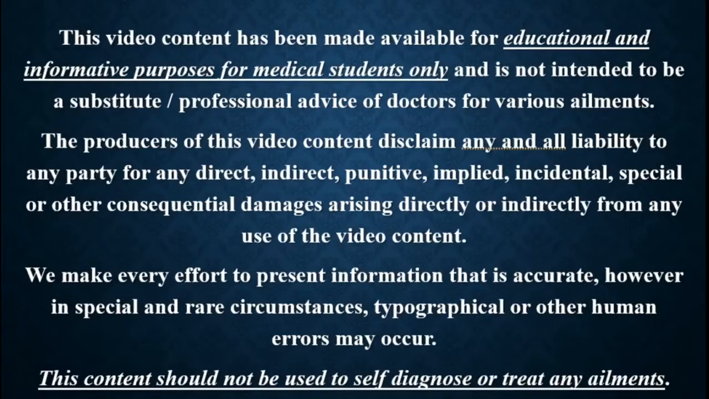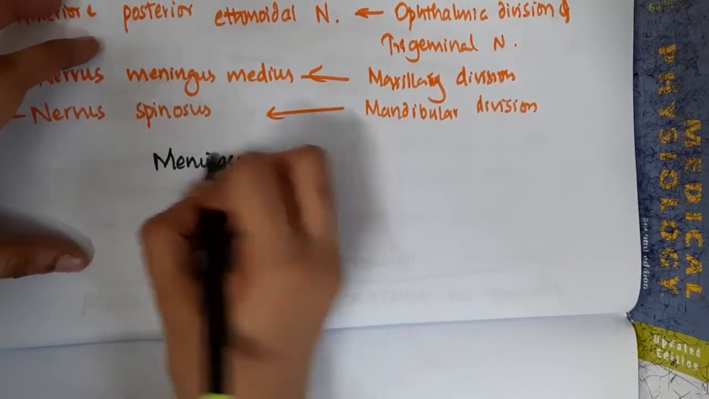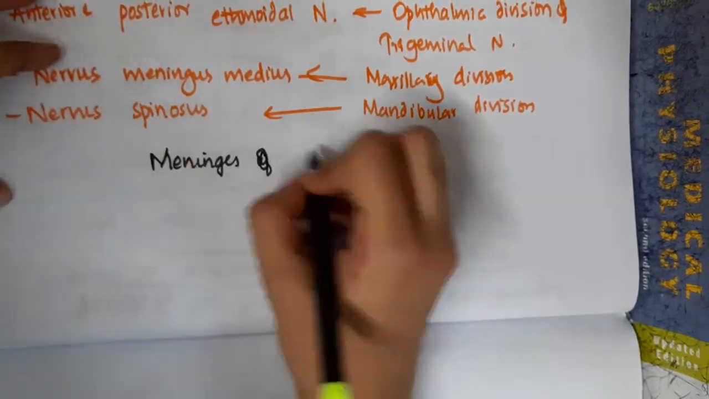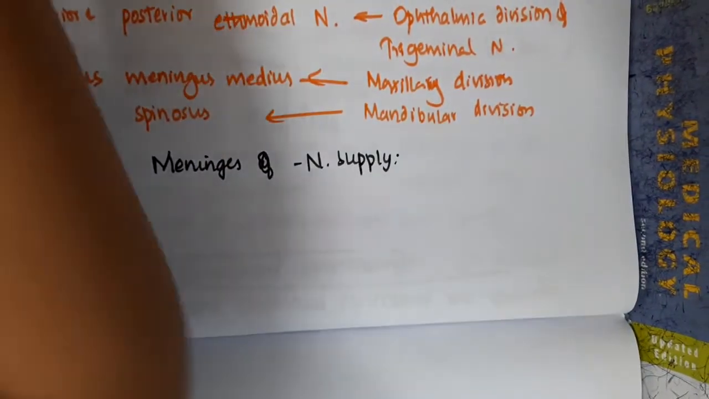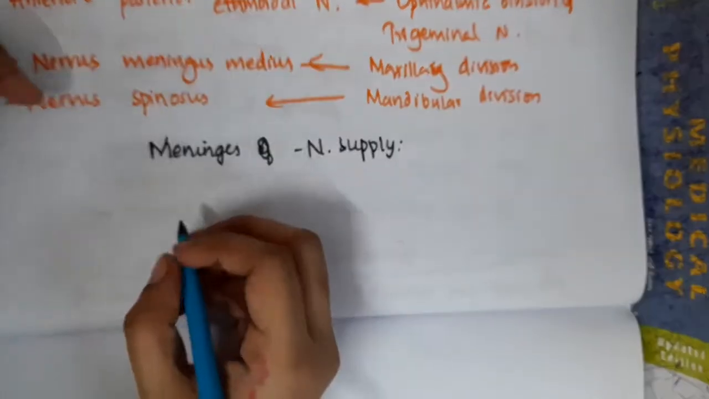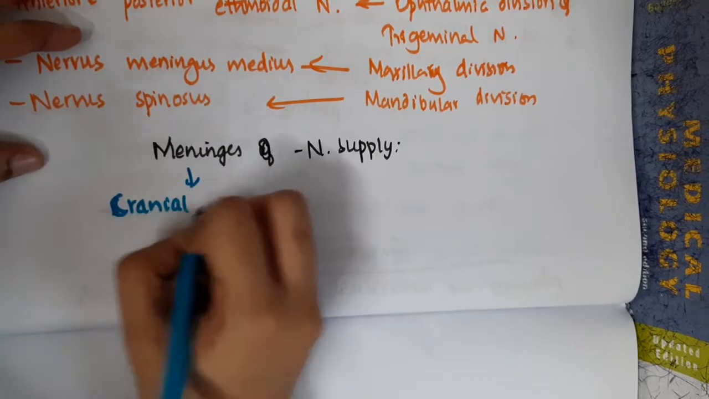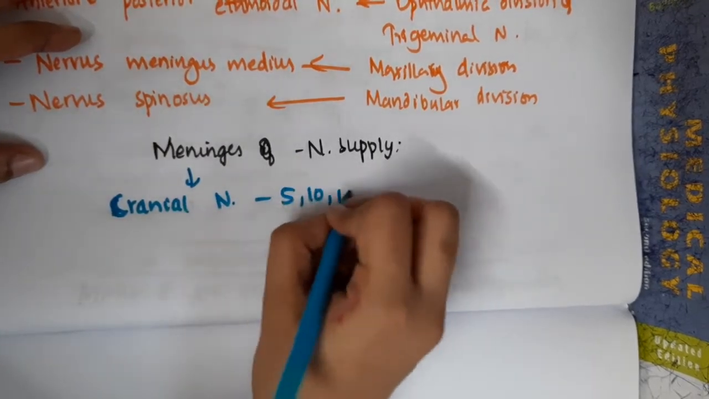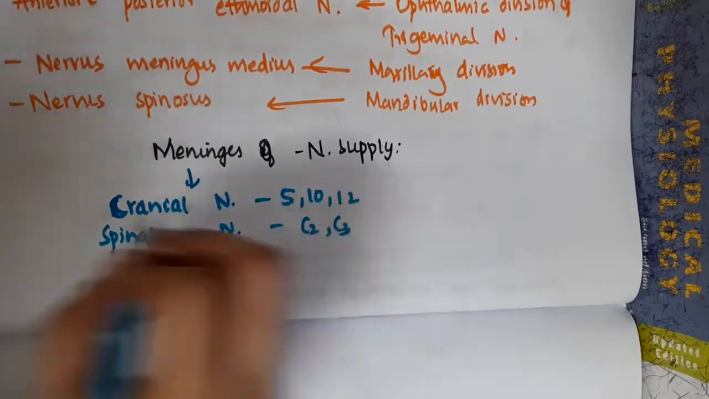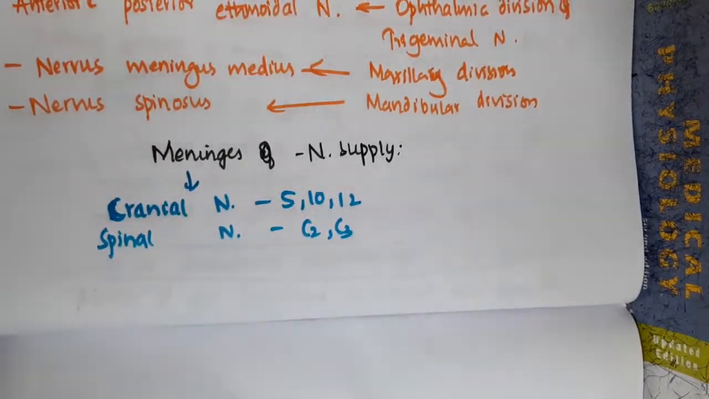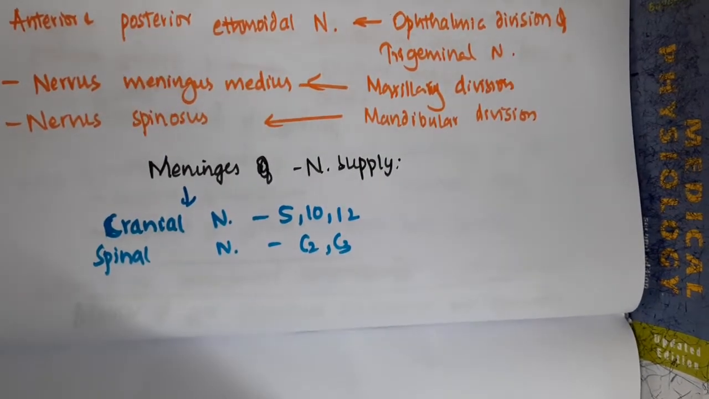In this lecture, we will learn about the nerve supply of meninges. If you were asked what is the nerve supply of meninges? So if you see meninges nerve supply, the meninges nerve supply is by cranial nerve 5, 10 and 12 and spinal nerve C2 and C3. Cranial nerve 5, 10 and 12 and spinal nerve C2, C3 will form the meninges nerve supply.